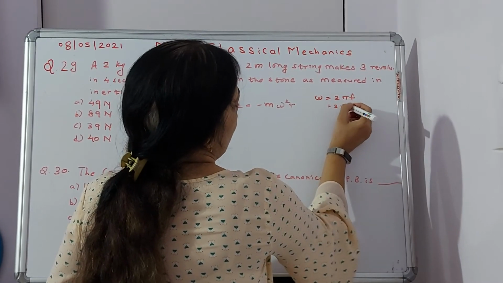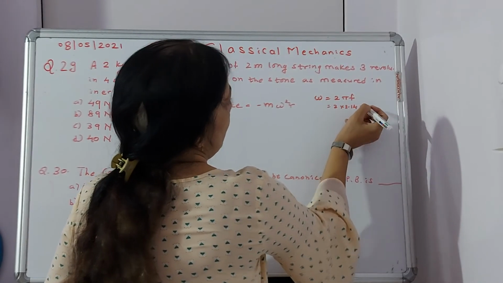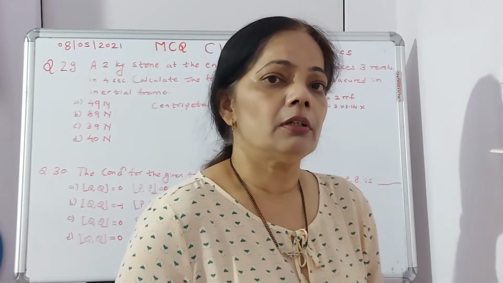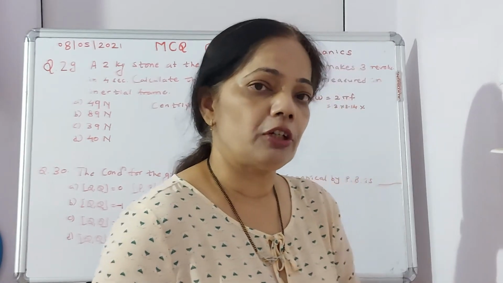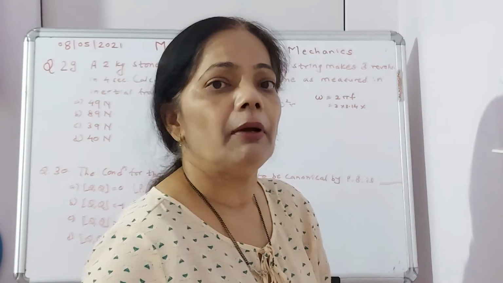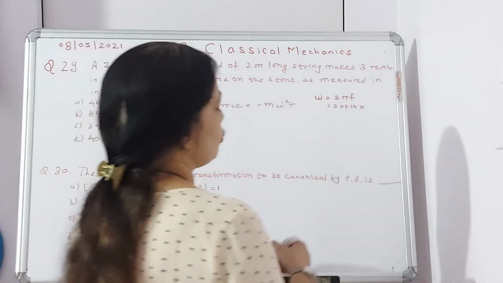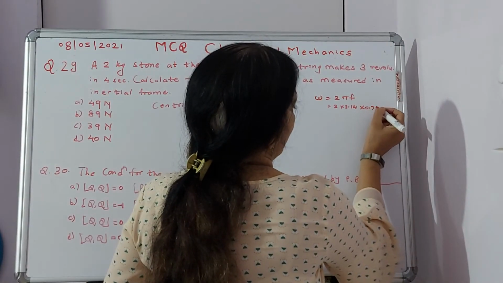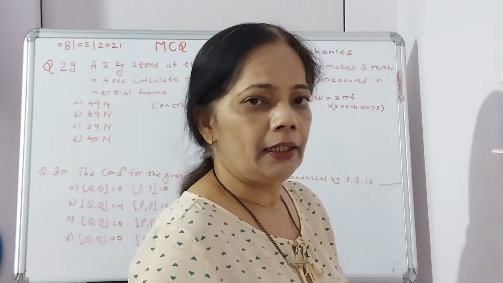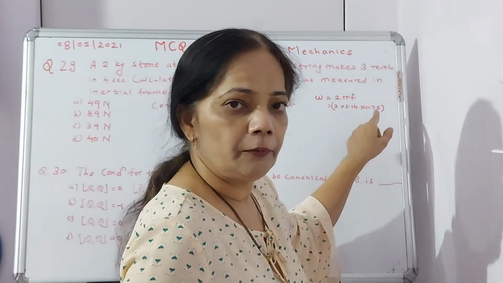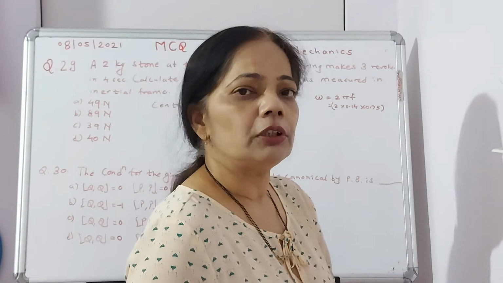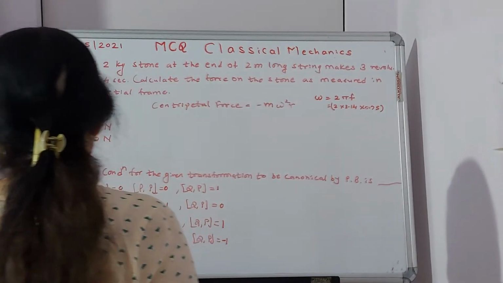So 2 into 3.14, but in this case, they have not given you the revolution per second directly. They said 3 revolutions in 4 seconds. So you have to take it as 3 by 4. Okay? So it's 0.75. This is very critical. This would have been 3 revolutions in 1 second, only then you could directly put the value 3 here. But it is 3 revolutions in 4 seconds. So how many in 1 second? 3 by 4. That's the logic we have to use over here.